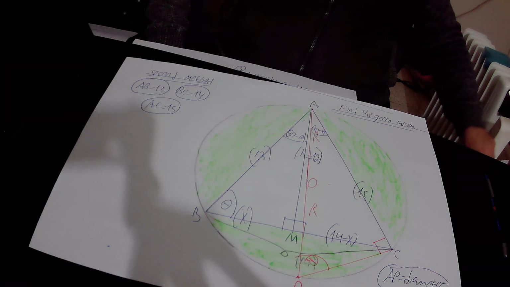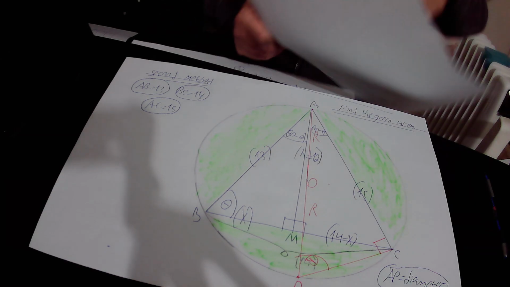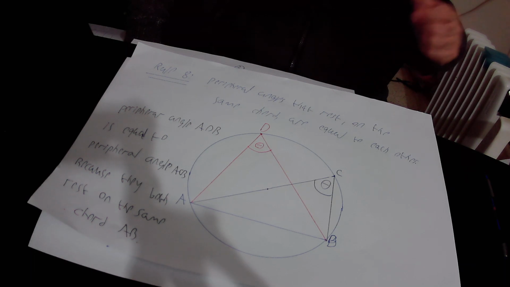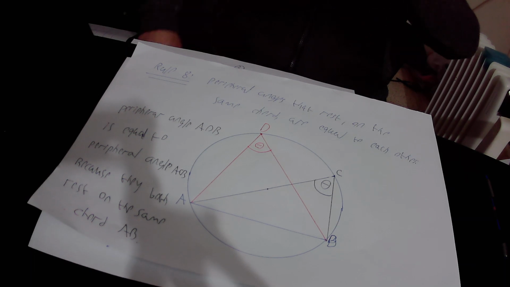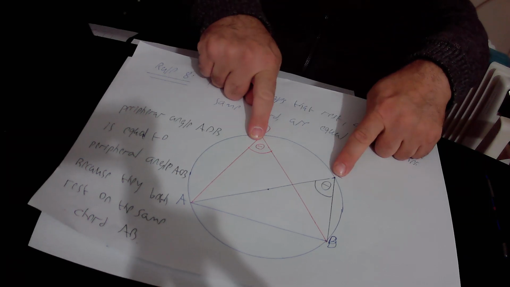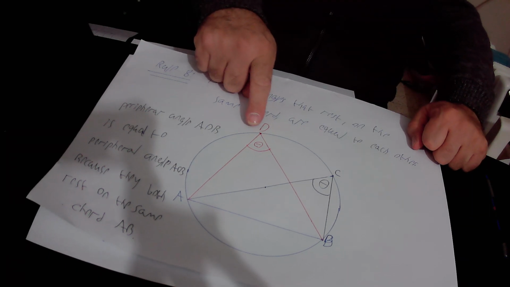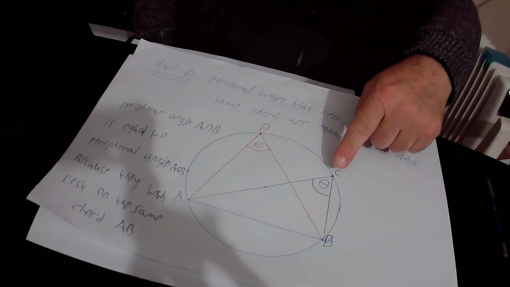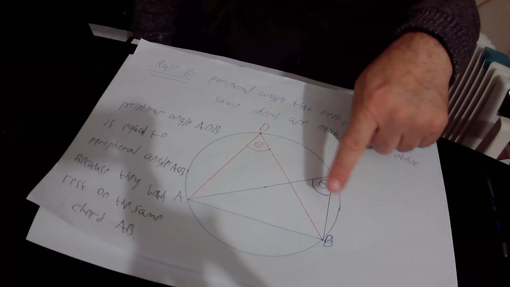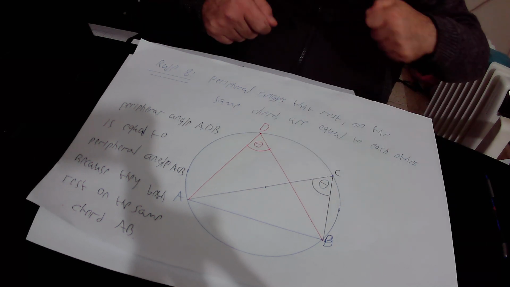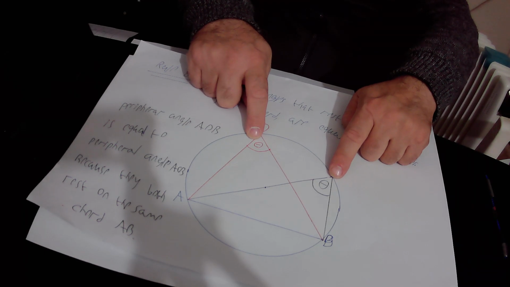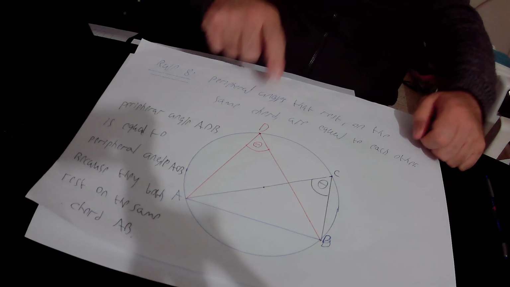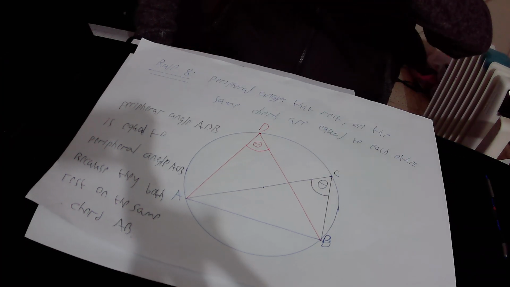Then I presented to you rule number 8 and we implemented rule number 8 in our drawing. According to rule number 8, peripheral angles that rest on the same chord are equal to each other. We have here two peripheral angles. The first peripheral angle ADB rests on chord AB, and the other peripheral angle ACB rests on the same chord called AB. So because those two peripheral angles rest on the same chord, they must be equal to each other. That is to say, if peripheral angle ADB equals theta, then the other peripheral angle ACB must also be equal to theta.